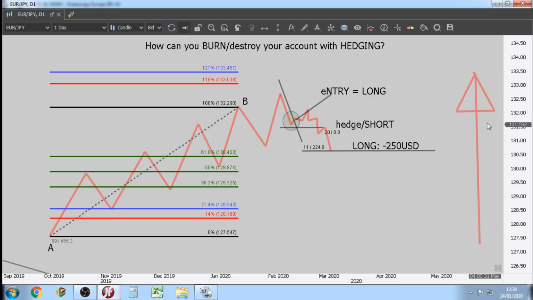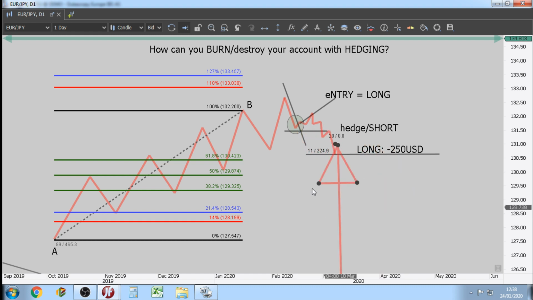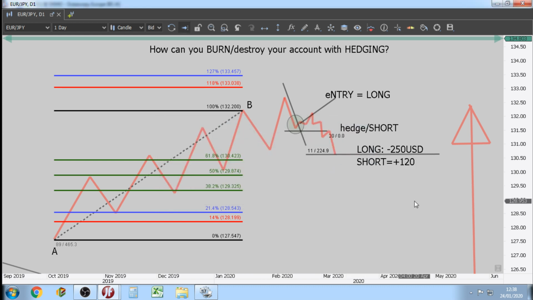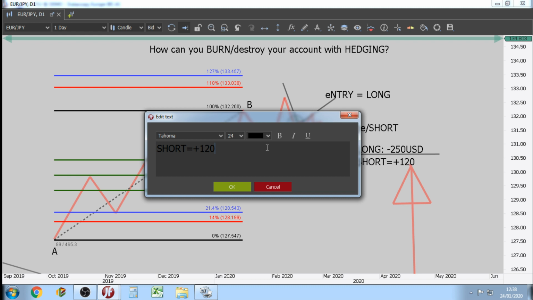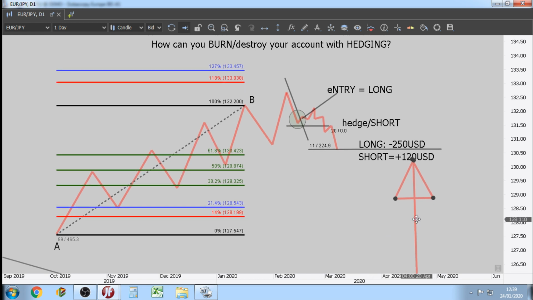There you go. So entry, we entered long in here, and we have a hedge short in here, and the market, we are here right now. So our long position is minus 250. Our short position, our hedge, is going to show us plus 120. So we are making money, and we are happy because we don't have the stop loss anymore, and we are the man, right?